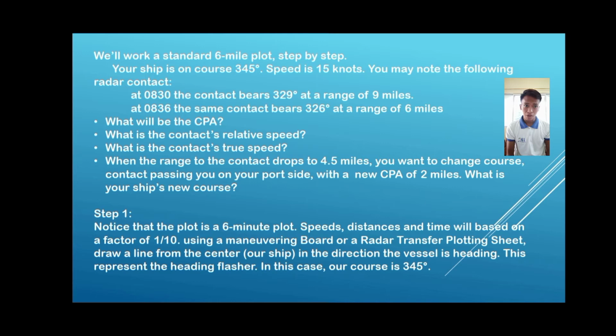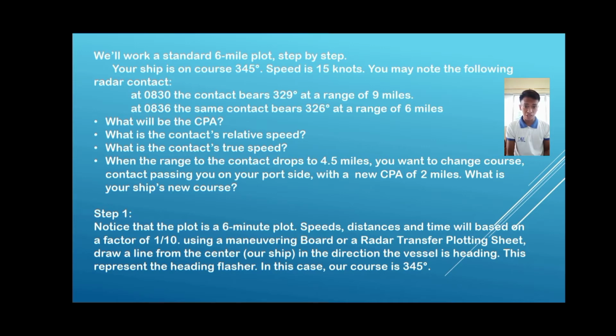Your ship is on a course of 345 degrees. Speed is 15 knots. You may note the following radar contacts. At 0830 hours, the contact bears 329 degrees at a range of 9 miles. At 0836 hours, the same contact bears 326 degrees at a range of 6 miles. So, the questions are: what will be the CPA? What is the contact relative speed? What is the contact true speed?